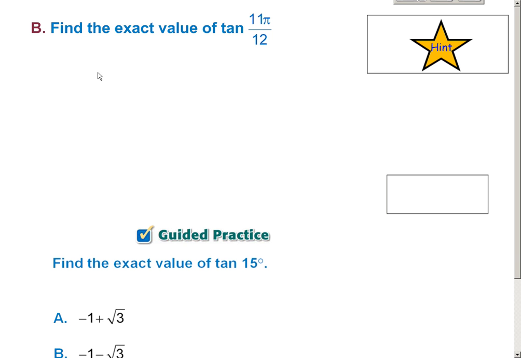For this example, we're going to find the exact value of the tangent of 11 pi over 12. And so we're going to use our tangent identity. The problem with this one is it's a little harder to think in terms of radians. So one option is that we can convert that to degrees and think in terms of degrees instead. What would 11 pi over 12 be in degrees?